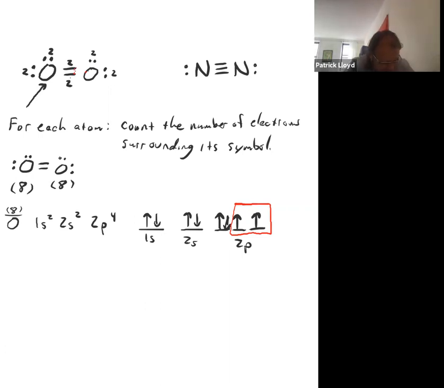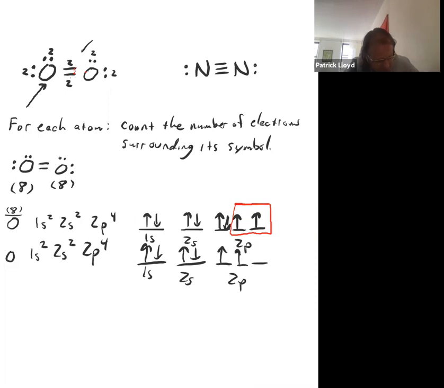The other oxygen, this one over here on the right, is also 1s2, 2s2, 2p4. 1, 2, 3, 4. So notice here, it has room for 2 electrons also. Both of them have room for 2 electrons. So here's what happens. This atom on the left has 2 electrons. This one on the right has 2. They share all 4.